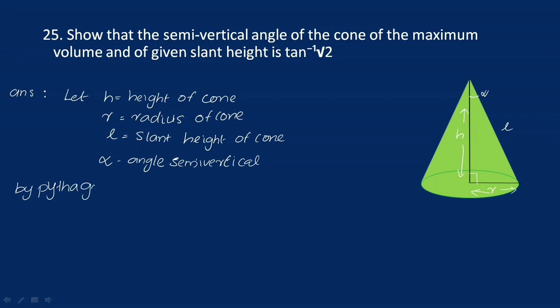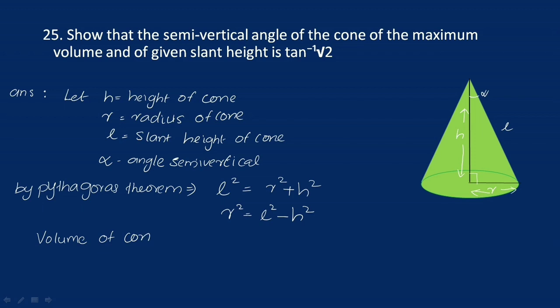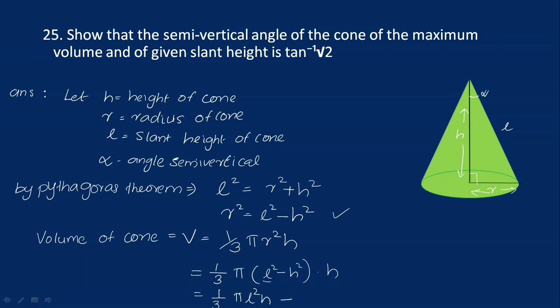So applying the Pythagoras theorem, L square, that is the hypotenuse squared, is equal to h square plus r square. From this, r square is equal to L square minus h square. So what is the volume of the cone? That is V equals 1 by 3 pi r square h. Instead of r square, we apply L square minus h square. So V is 1 by 3 pi into L square minus h square into h. Now opening the bracket, we have 1 by 3 pi L square h minus 1 by 3 pi h cube.